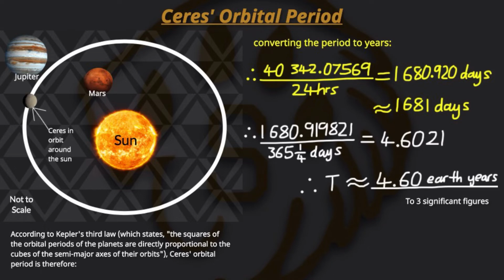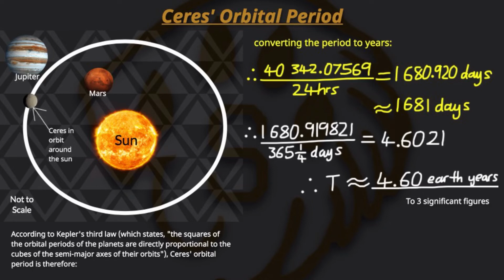So we then move on, we get that value of days. We don't use just the whole number, we use the whole approximation with the decimal, so that we have an accurate calculation. So we divide that by 365 and a quarter days, because we have 365 and a quarter days in a year, not the leap year. We are not including the leap year here, we're just looking at the normal year. So we then get 4.6021 Earth years. So the orbital period will therefore be approximately equal to 4.60 Earth years, correct to 3 significant figures. Quite a long time.